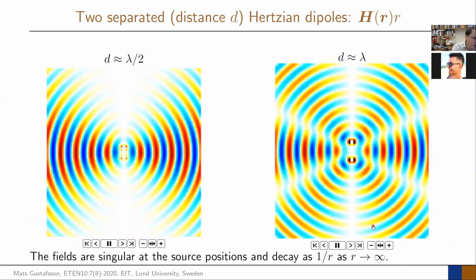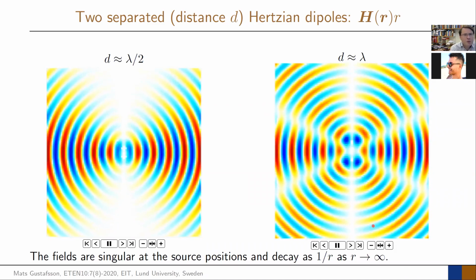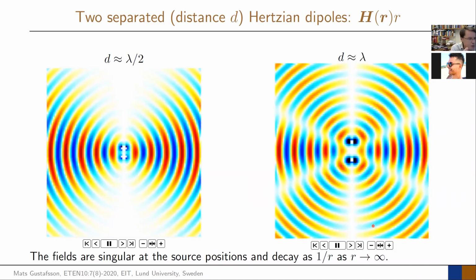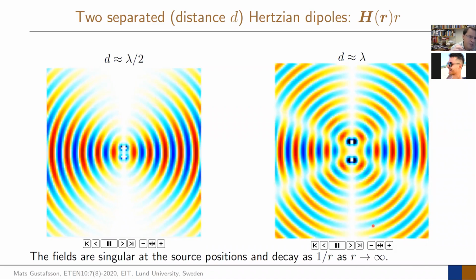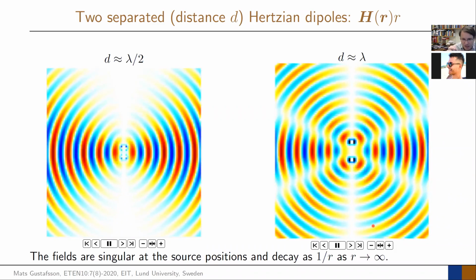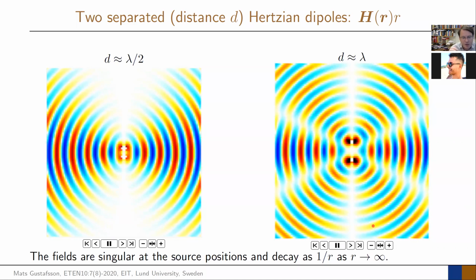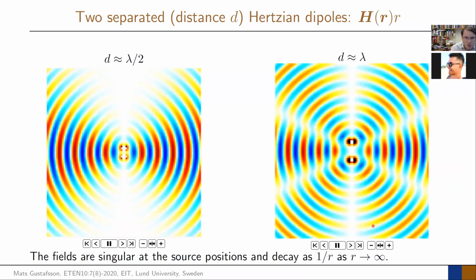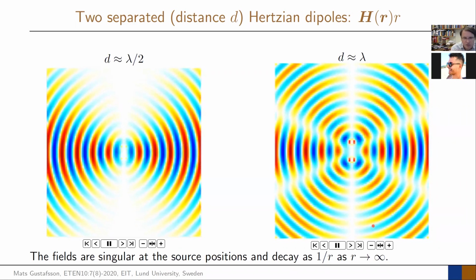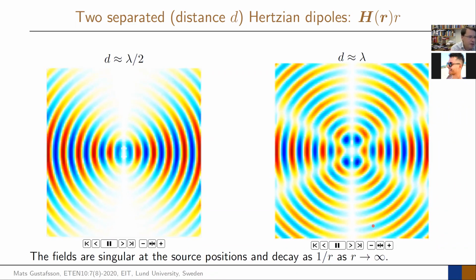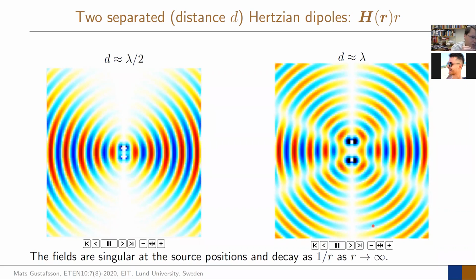So let's just start with the simple thing. I put two Hertzian dipoles. So the absolutely simplest antenna elements, idealized antenna elements. We cannot build this one, but we can study it. And that is the one that you have analyzed the most, because you can compute its directivity, its far field, and so on.